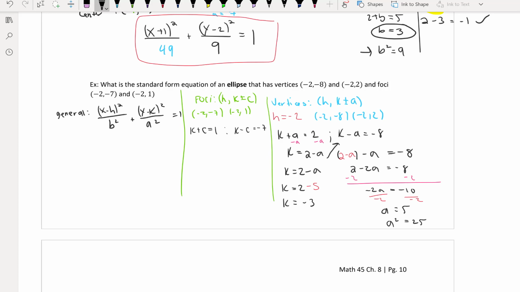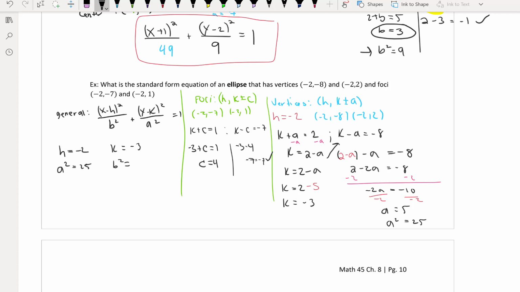So to get my c value, I just plug in my k value. So k, which is -3, plus c is equal to 1. So my c value, if I add 3 to both sides, is equal to 4. Let's just make sure. So -3 minus 4, that's equal to -7. So that checks out. So now I have all of my important pieces of information. I have my h value at -2, and I have my k value at -3. I have my a squared at 25, and it looks like the only thing I need is my b value.